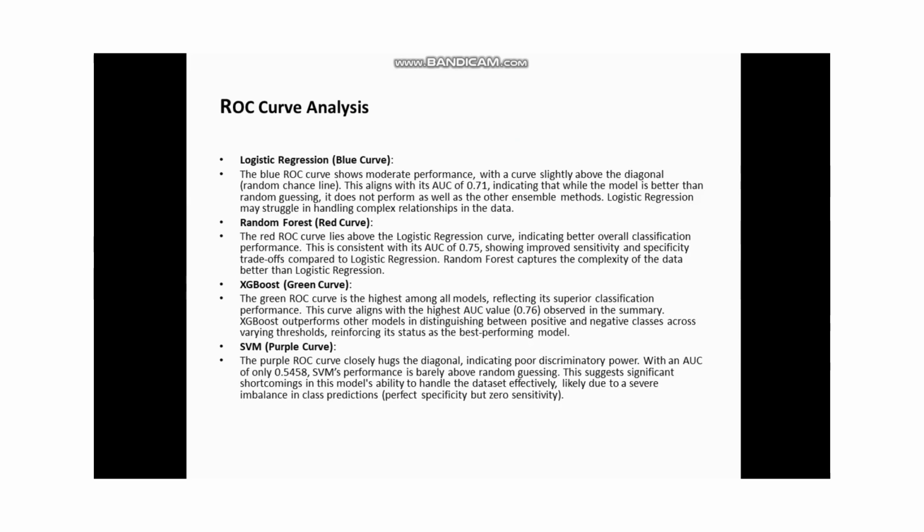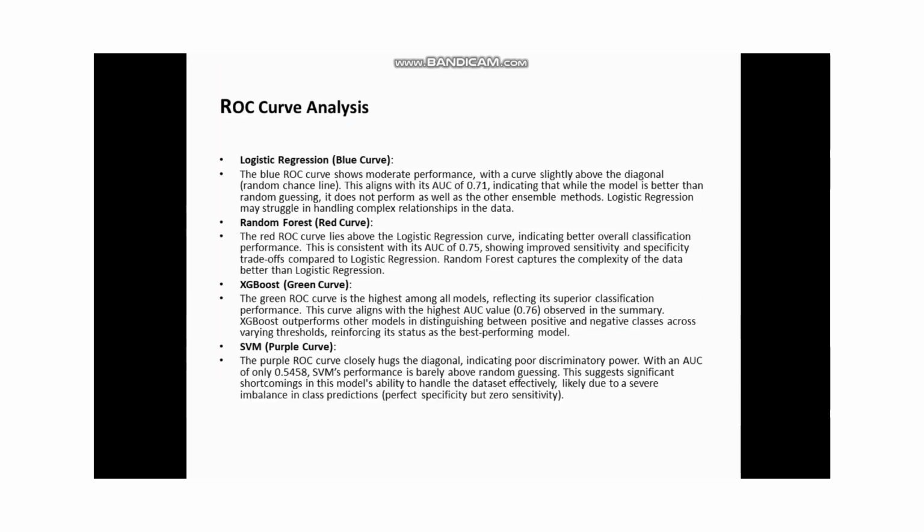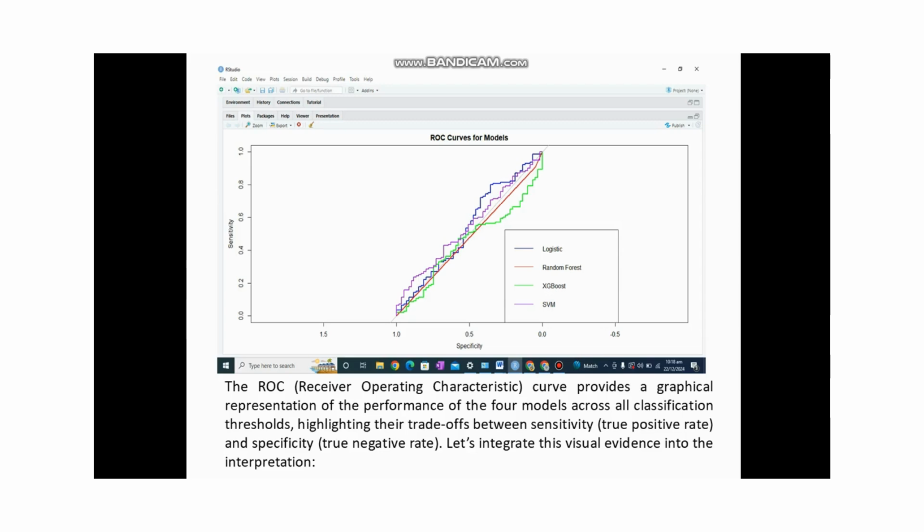For the random forest, the red curve lies above the logistic regression curve, indicating better overall classification performance. This is consistent with its AUC of 0.75, showing improved sensitivity and specificity trade-offs compared to logistic regression. So the random forest captures the complexity of the data better than logistic regression.